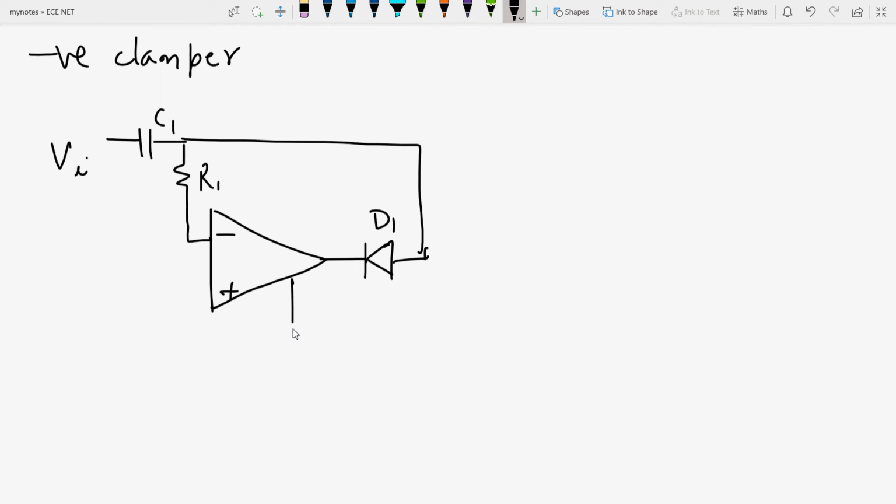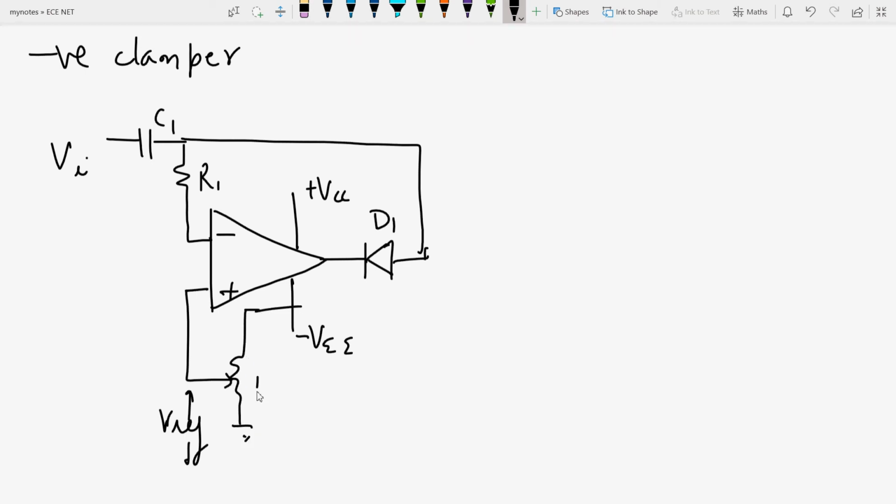And here it is minus VEE, and it is plus VCC, and here it is V reference, and this is R2. Okay, so this is the output voltage. This is the circuit diagram of the clamper. See, always remember in the clamper there is a C1 and R1. Capacitors are energy storing devices, so they will also be taken into consideration.